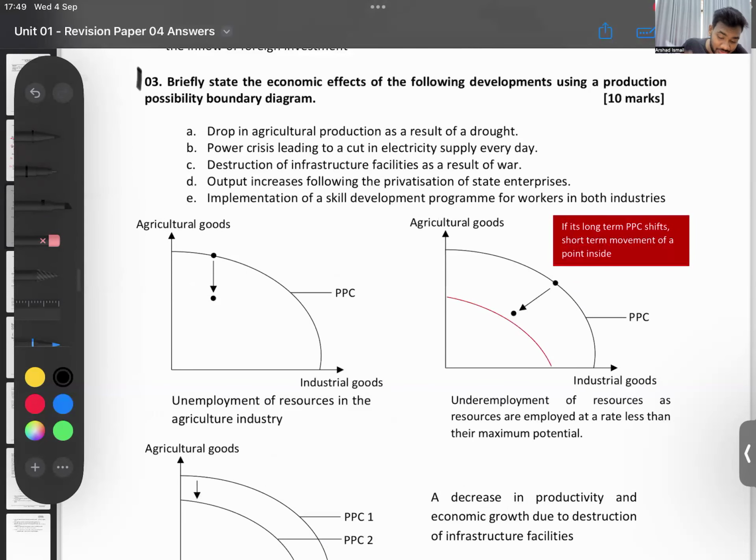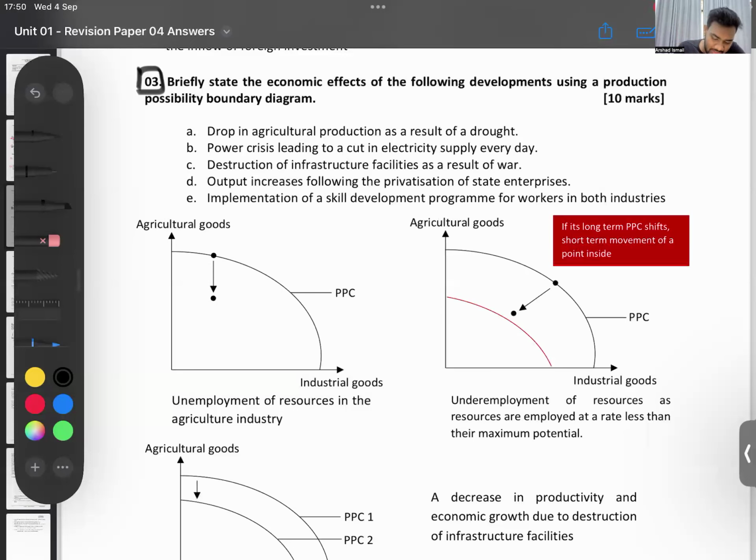Now these are 10-mark questions. They're saying, briefly state the economic effects of the following developments using a production possibility diagram. So you have to remember, you have to explain as well. Only the PPC is not going to be enough. The first one is saying, now here they have not told you what goods to take. Have they told you what goods to take? No. So you can take any goods you want. But then read the question also and see what kind of things they're talking about. You have to take something relevant.